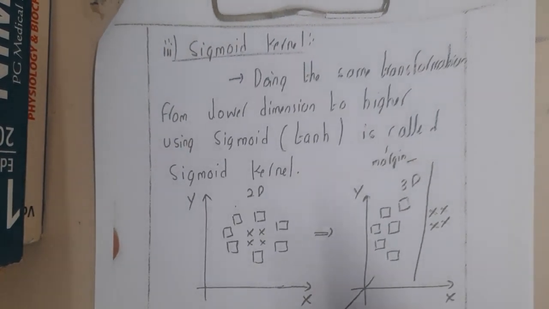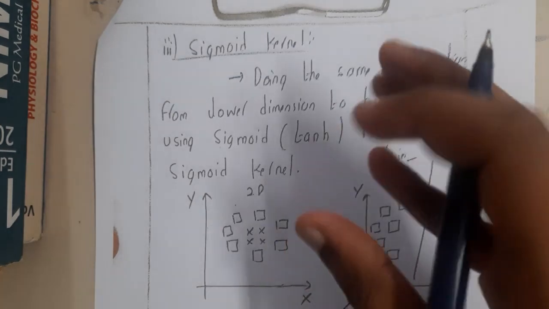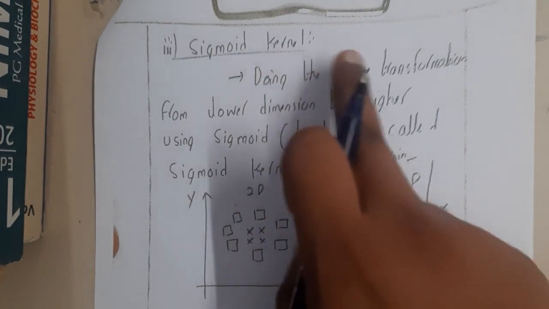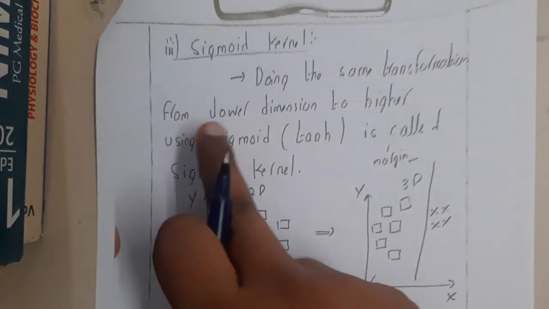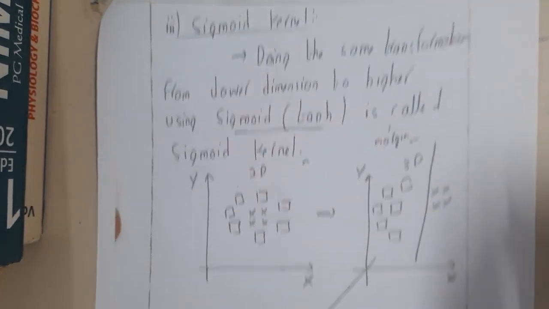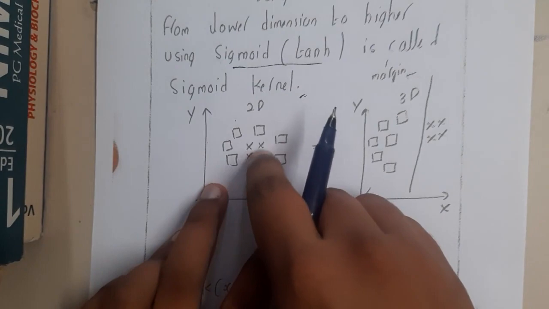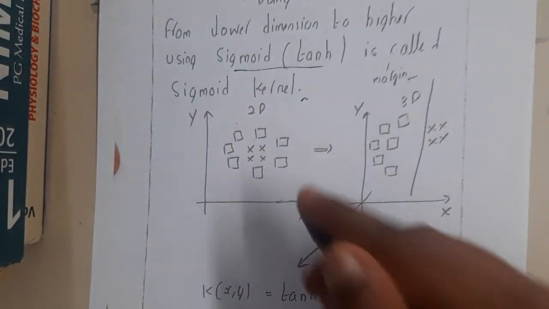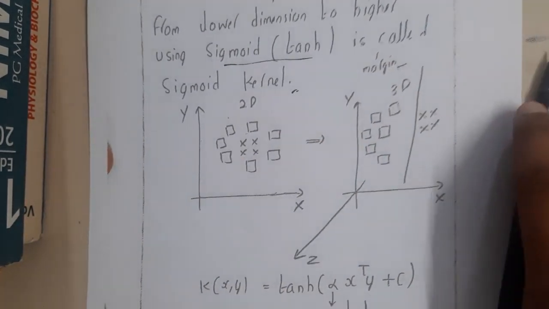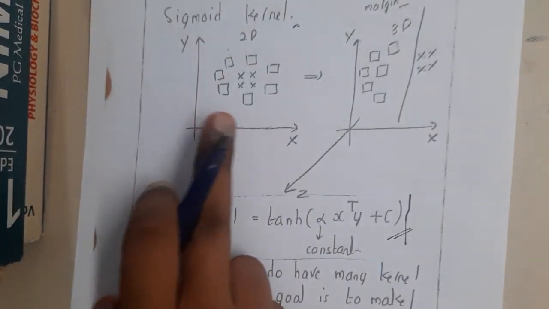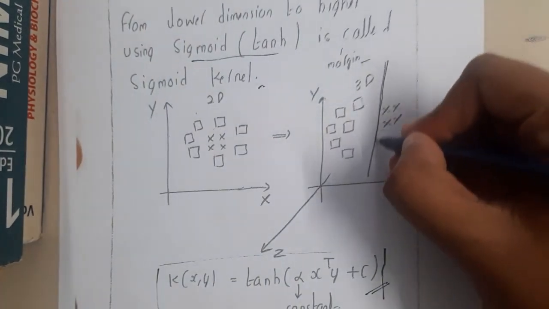Here also we are going to increase the dimensions but using a different function, which is sigmoid, that is tanh in simple words. Doing the same transformation from lower dimension to higher dimension using a sigmoid or tanh is called the sigmoid kernel. If you notice here, inside we have stars and outside we have squares, and you need to divide them, right? You cannot divide them with a linear line, but if you apply a tanh function, the function will look this way, guys. This is the sigmoid function which we apply to convert this into this. Once you have converted it, you can divide it using a line.